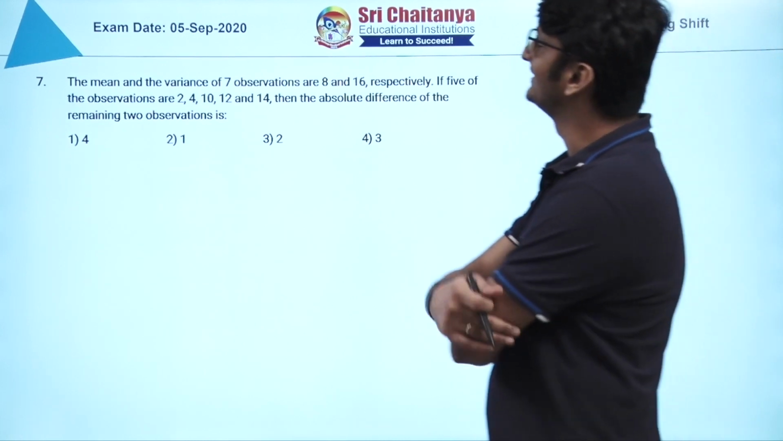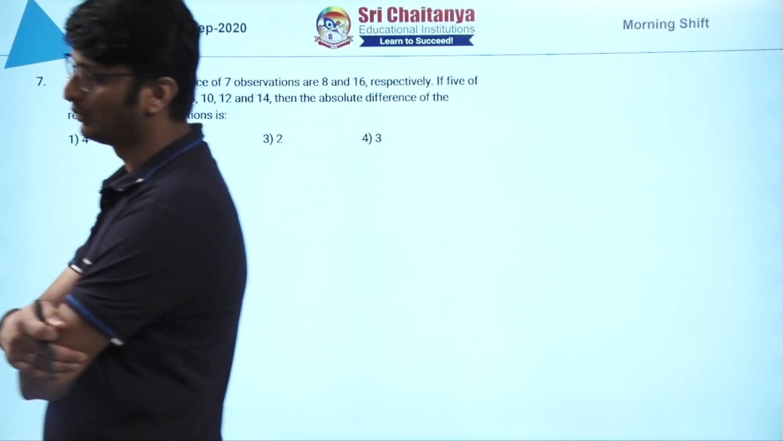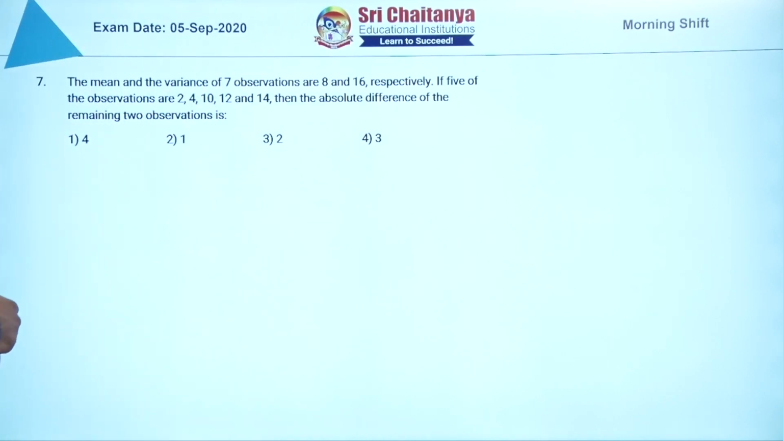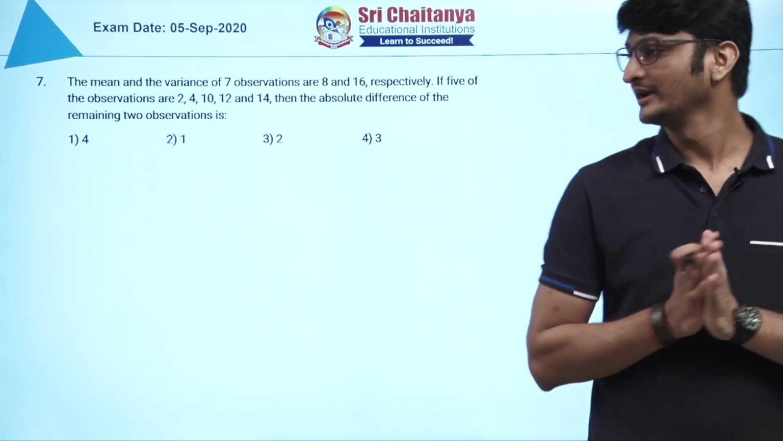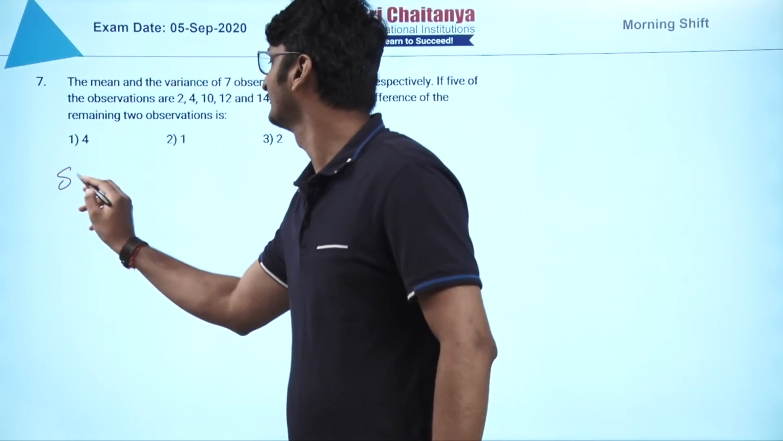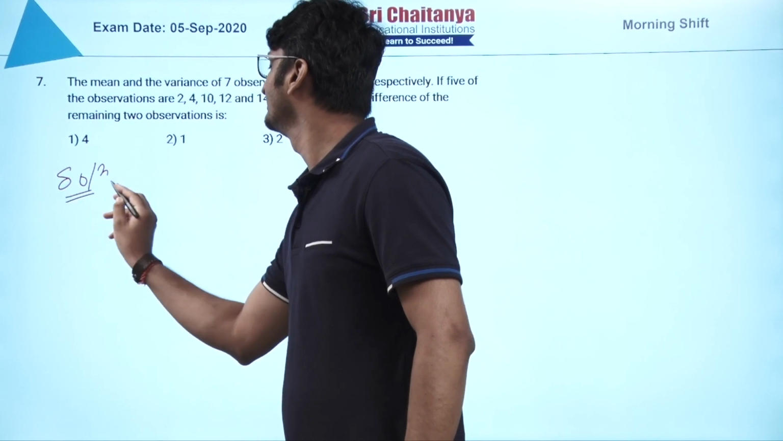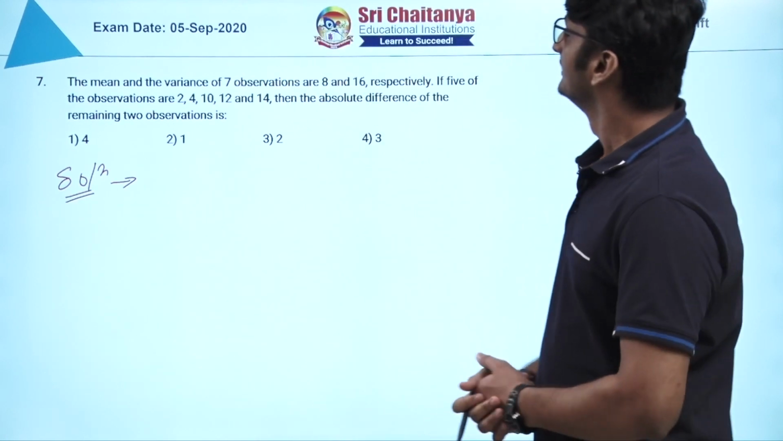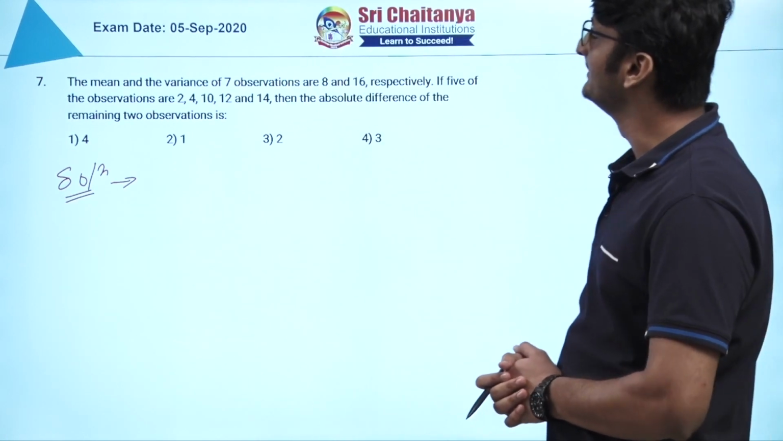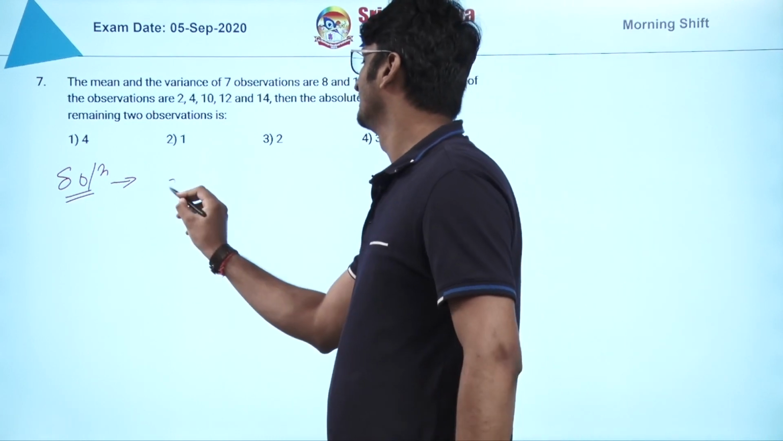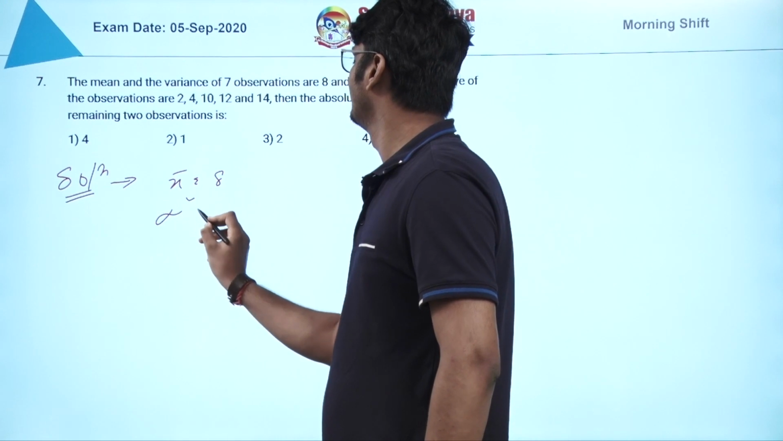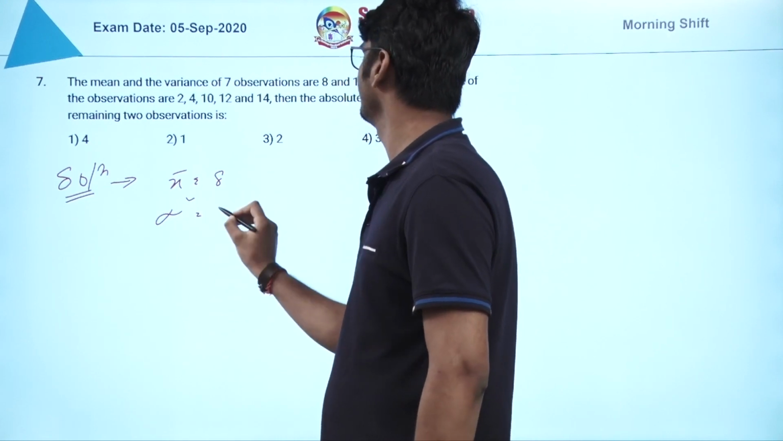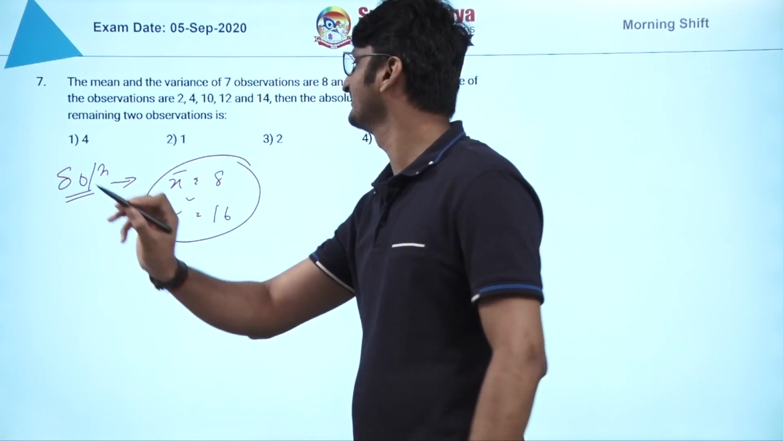This question comes under the chapter statistics, very easy and scoring. We have to give very much focus on this chapter. Okay, let us see what are the data and what formulas will be required to solve this question. There are 7 observations and the mean and the variance are given to us. Mean is given as 8 and variance sigma square is given as 16. These are the data given to us.